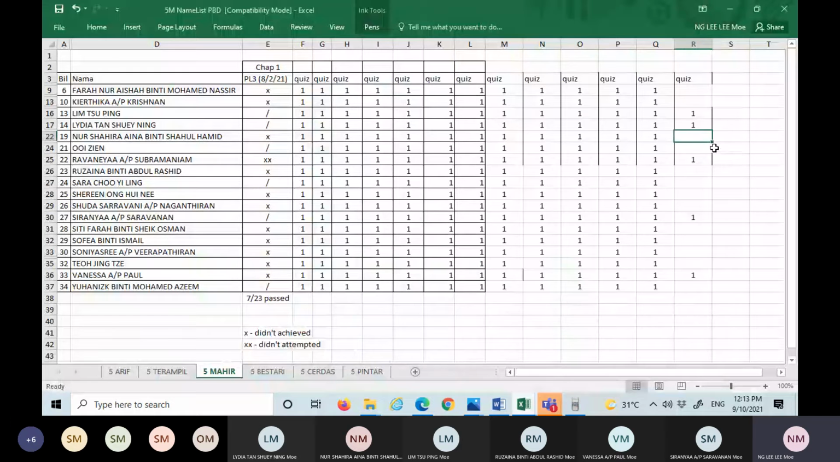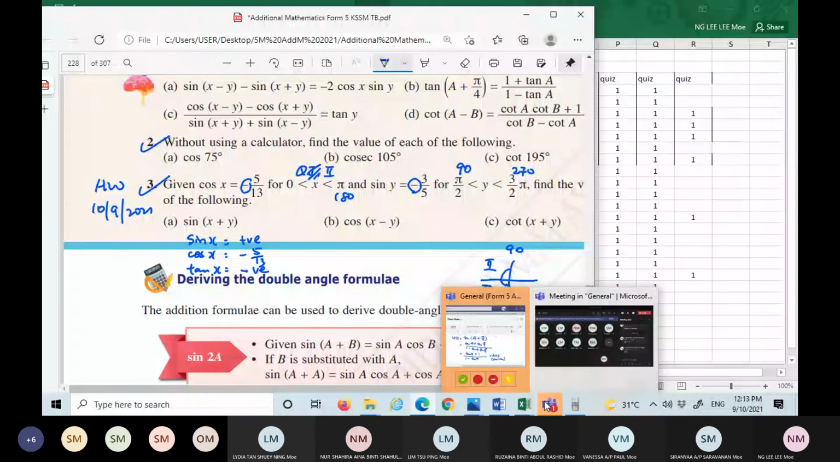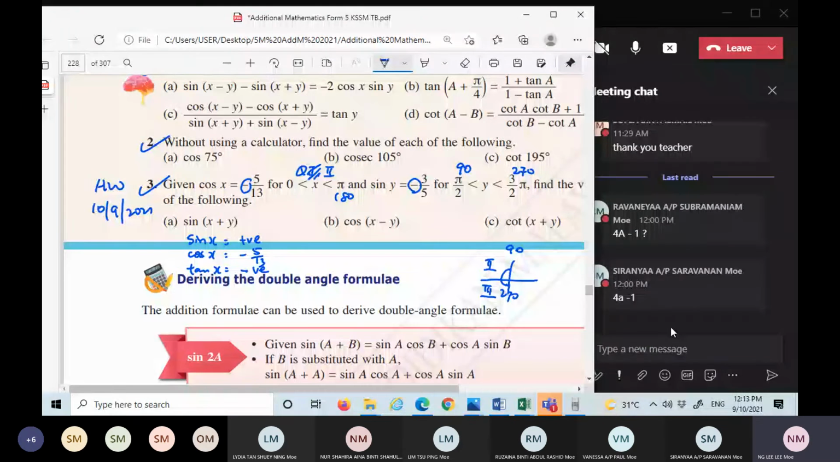My question now: y is in the second or in the third quadrant? Third quadrant, okay? Third quadrant, because here sine is positive, that's the second quadrant. So sine is negative, therefore this y is in the third quadrant.